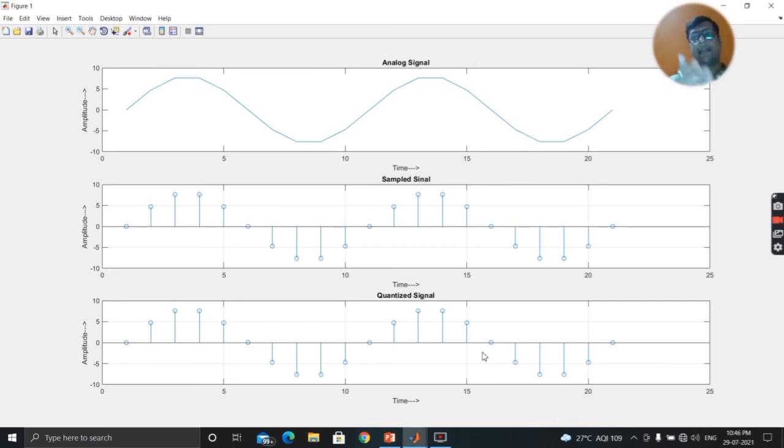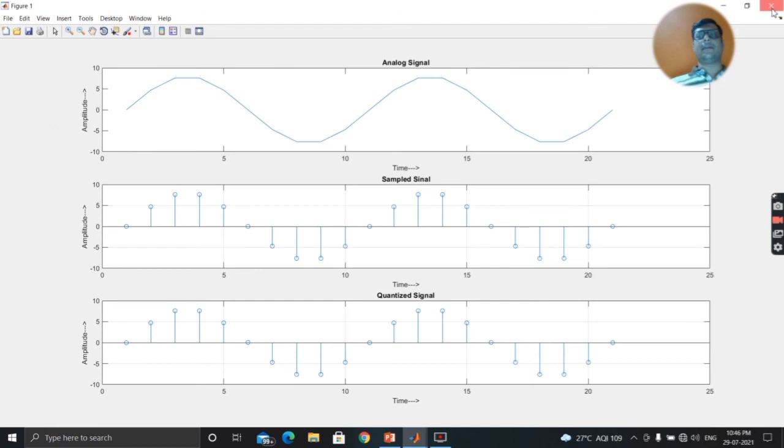So if you give natural sampling or flat top sampling, then the quantized levels will be identified as a discrete value, and the sample signal will be identified with the natural or flat top signal. Okay, so this is about the instantaneous value. Like this, the sampled and quantized signals will be identified.